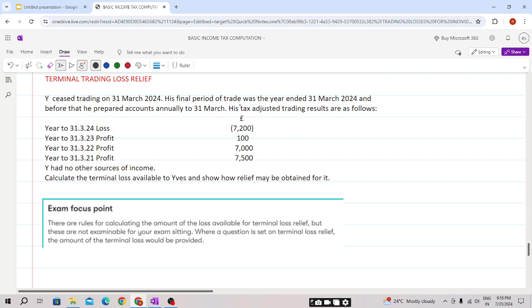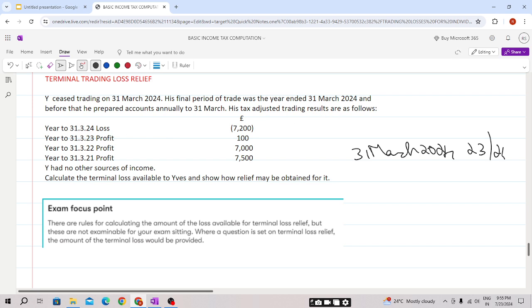His final period of trade was the year ended 31st March 2024. So the final year was 31st March 2024, which is the tax year 23-24. And before that, he prepared accounts annually to 31st March. His tax adjusted trading results are as follows.